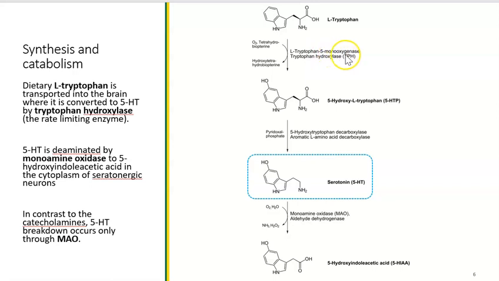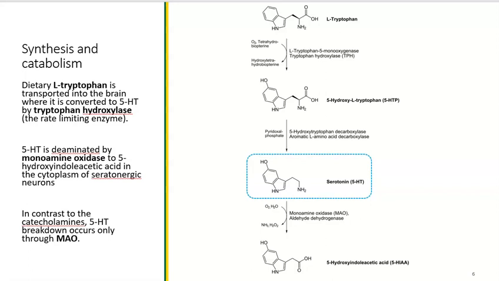L-tryptophan 5-monooxygenase, tryptophan hydroxylase, or TPH. So really we'll just call it tryptophan hydroxylase. Okay, so just this bottom word down here, that's what we're going to call it. And what that does is that's the rate-limiting enzyme, okay, that's going to be involved in the making of serotonin.